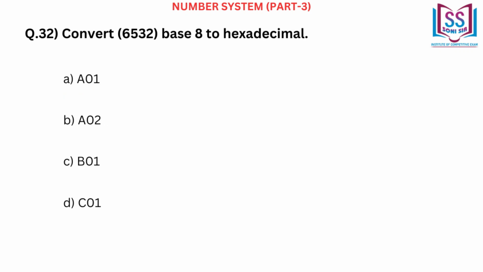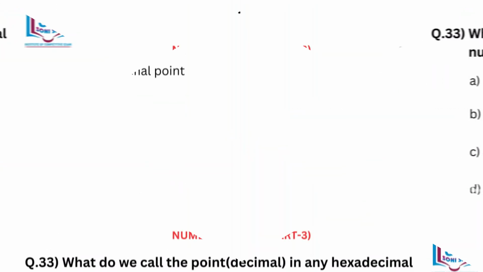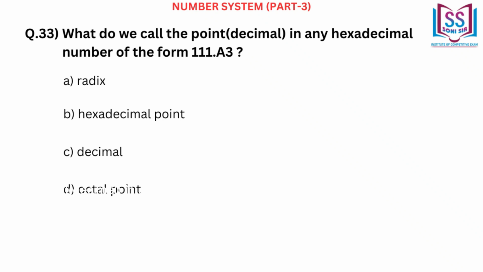Convert 653 base 8 to hexadecimal. A 01, B A02, C B01, D C01. Correct answer C B01. What do we call the point in any hexadecimal number of the form 111.83? A radix, B hexadecimal point, C decimal, D octal point. Correct answer B hexadecimal point.